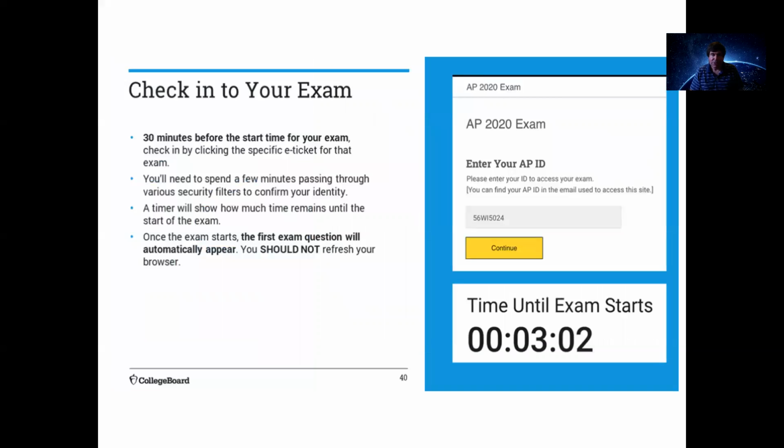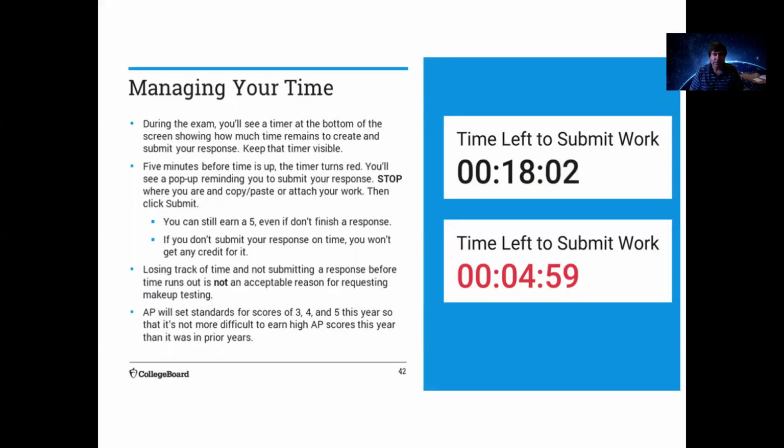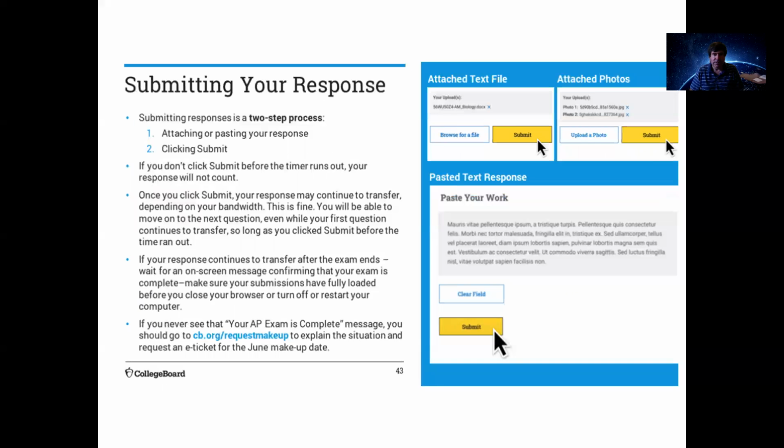This is a little screen where someone has signed in. They put their ID there, and they got 3 minutes left until their exam starts. So there's a good piece of information here. There's a picture of someone doing the multi-part free response and labeling A, B, and C. It's an important reminder. Here's a good example. Someone's taken their exam. They got 18 minutes left. That time is going to change to red, okay, in the last 5 minutes. Notice our guys are going to be uploading a photo and submitting it. So that's how that's going to work.